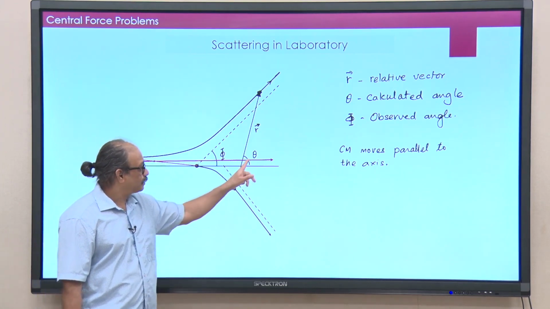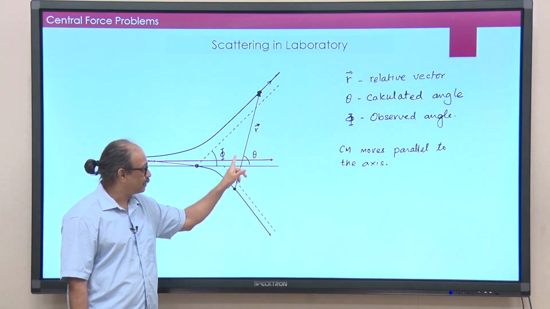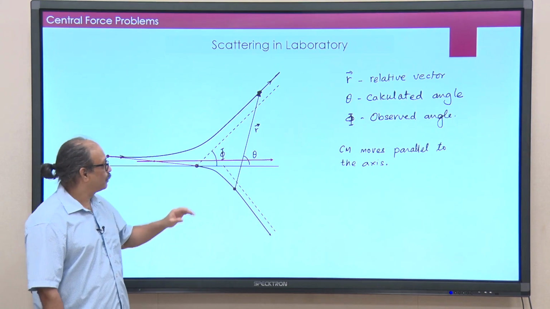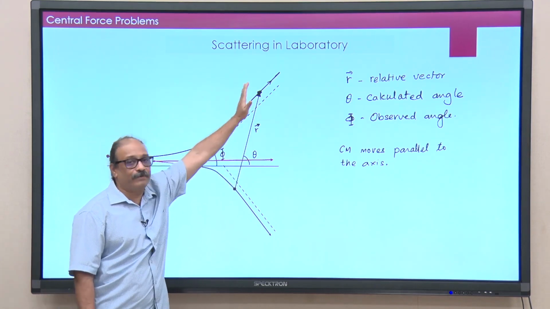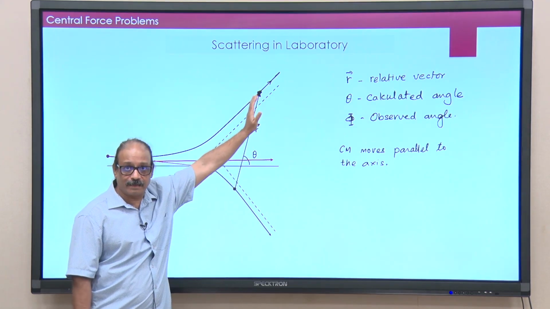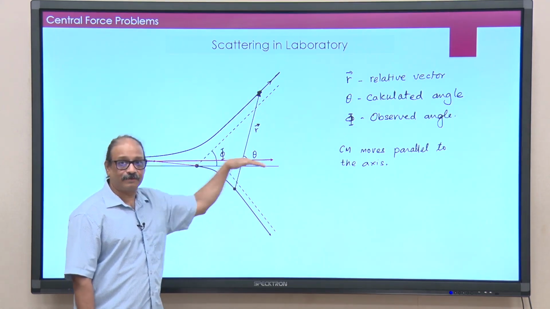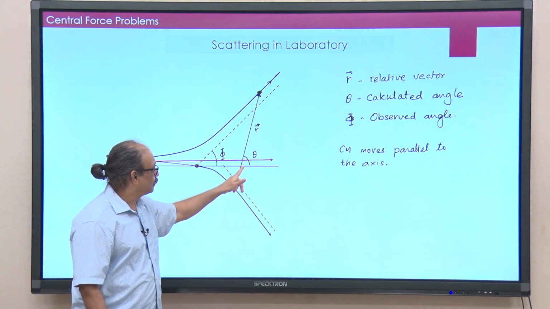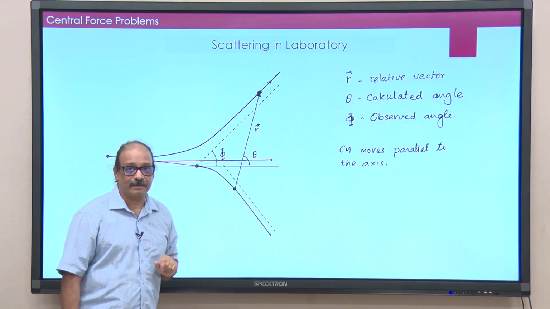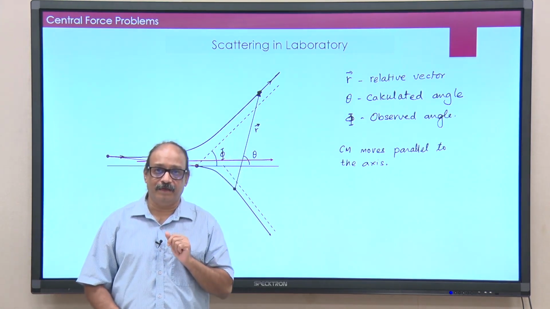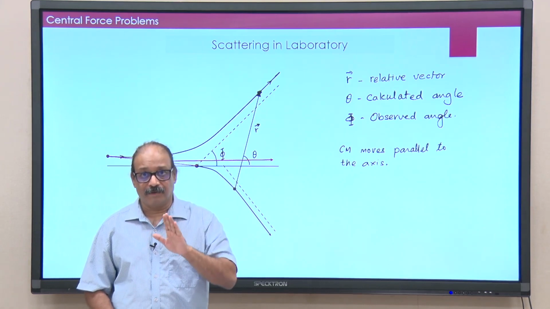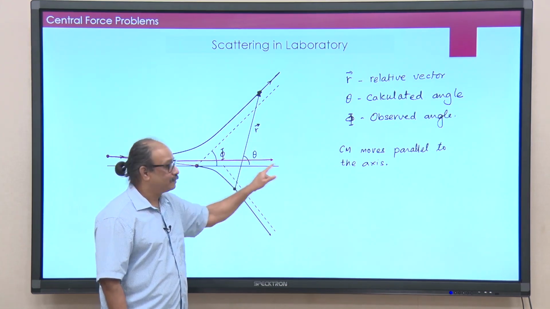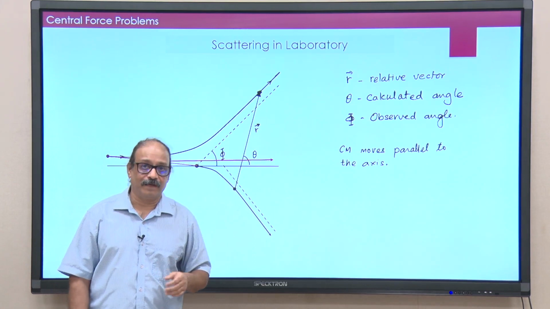So, the angle theta, which we actually thought of as the angle between the r vector and the axis of the experiment, also is the angle between the relative velocity along this r direction and the center of mass velocity. So, all we need to do is, instead of calculating this angle between r and the axis of the experiment, I will calculate the angle between the relative velocity, v or r dot, and the center of mass velocity. That will give me theta.